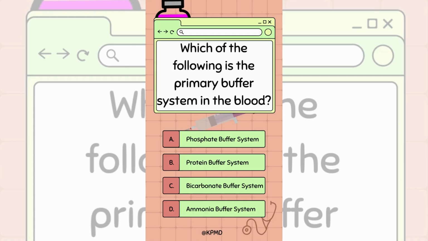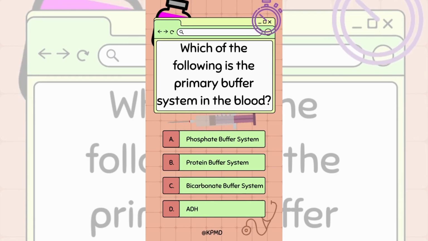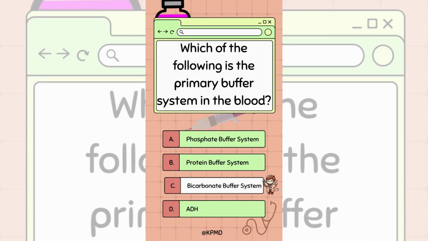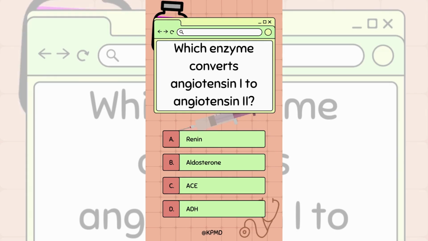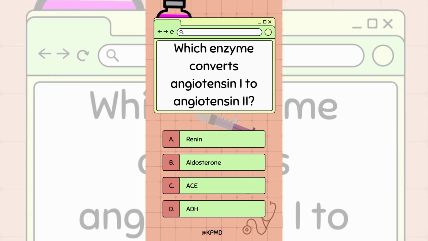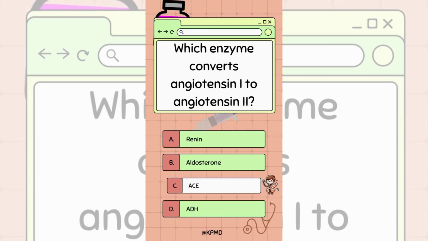Which of the following is the primary buffer system in the blood? It's C. Bicarbonate buffer system. Which enzyme converts angiotensin I to angiotensin II? Correct answer is C. Angiotensin converting enzyme.